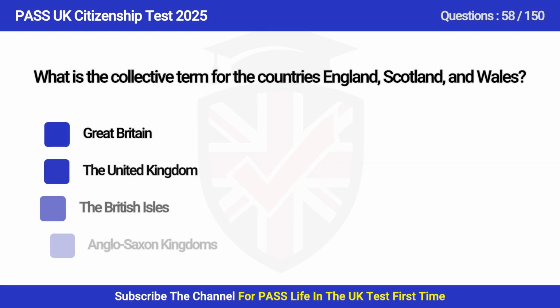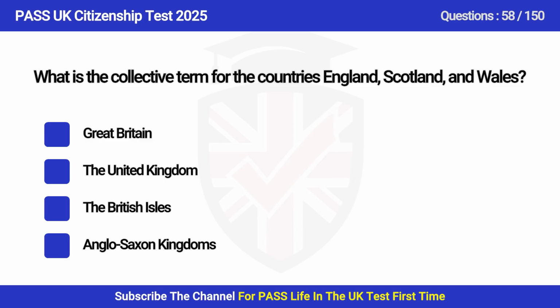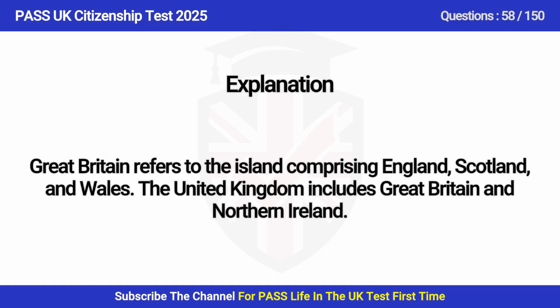Question 58. What is the collective term for England, Scotland and Wales? A. Great Britain, B. The United Kingdom, C. The British, D. Anglo-Saxon kingdoms. Answer is A. Great Britain. Great Britain refers to the island comprising England, Scotland and Wales. The United Kingdom includes Great Britain and Northern Ireland.